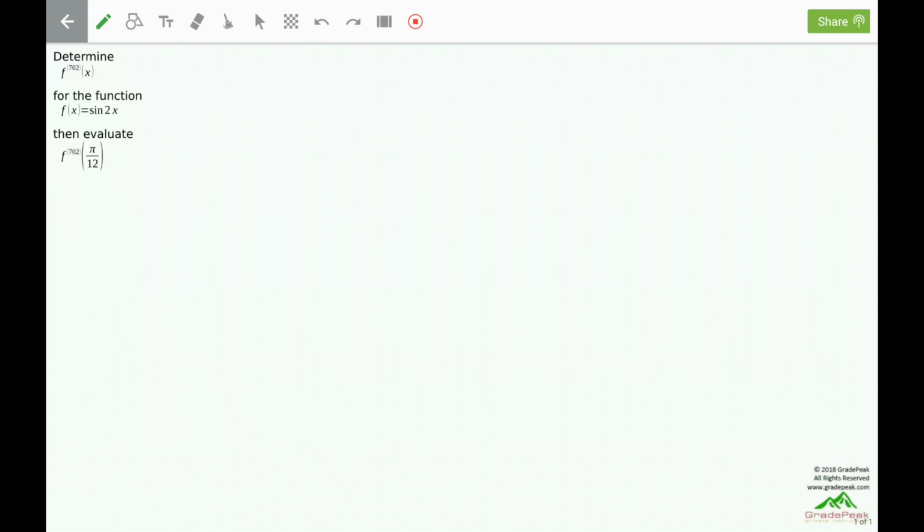Determine f^(702)(x), the 702nd derivative of x, for the function f(x) = sin(2x). Then evaluate f^(702)(π/12).